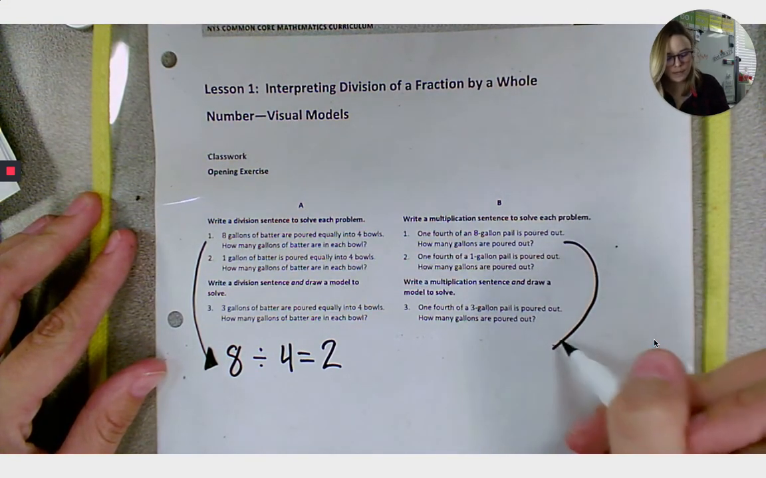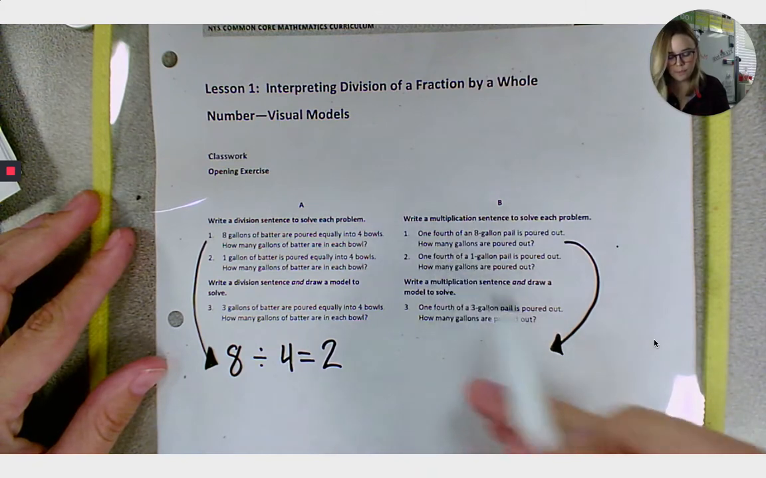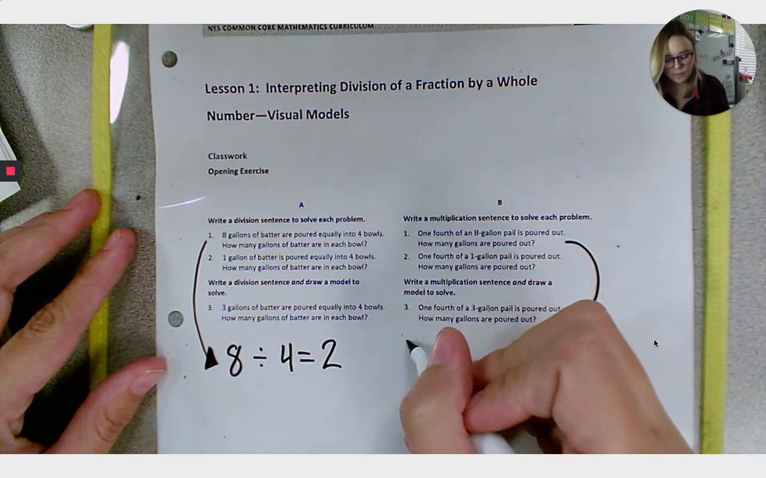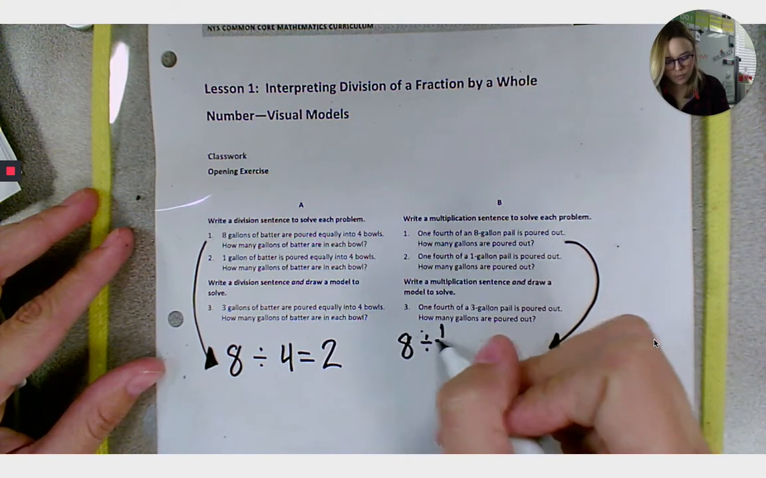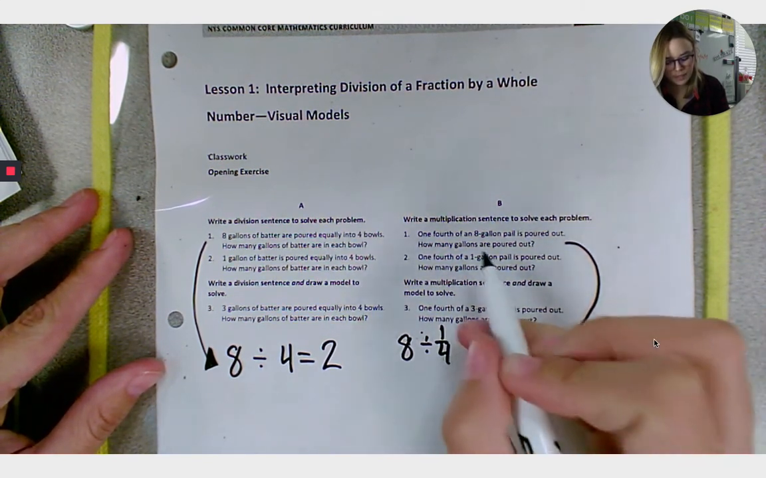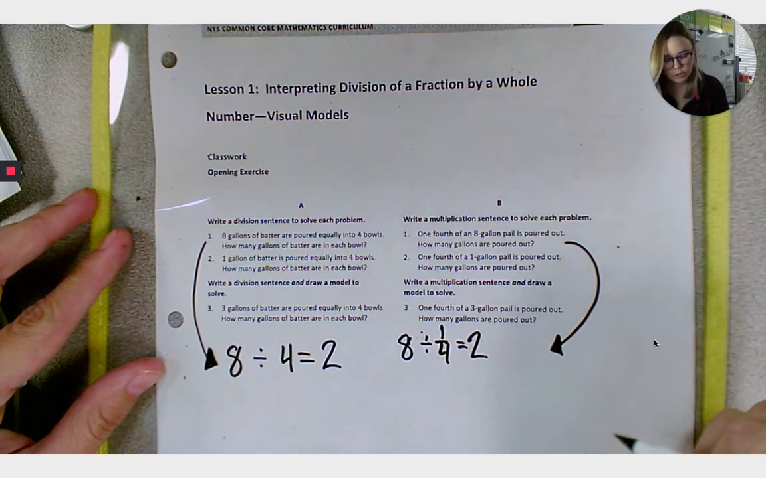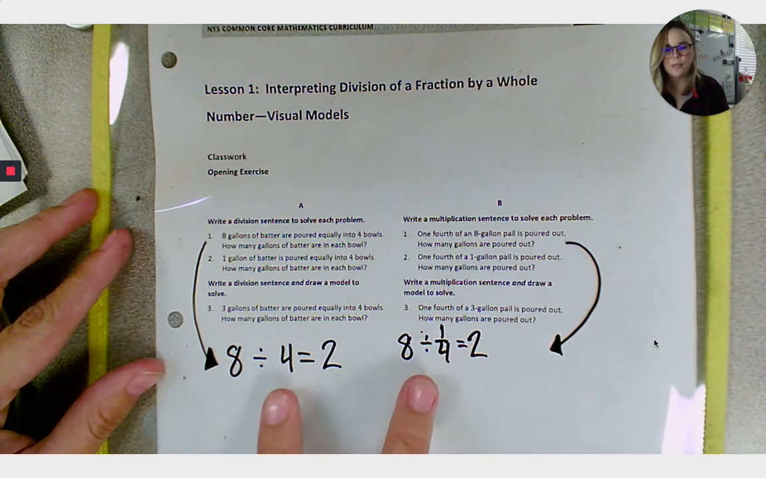In part B, we have a very similar problem. It's a little bit different, but it's pretty similar. It says 1/4 of an 8-gallon pail is poured out. So 8 gallons divided by 1/4. How many gallons are poured out? 2. Do you notice that? Our first 2 numbers are the same. Our last 2 numbers are the same.